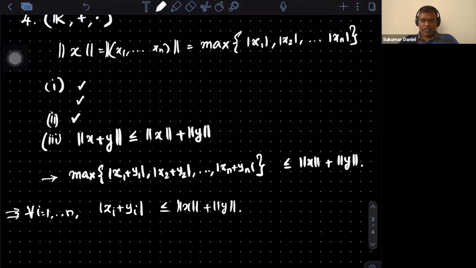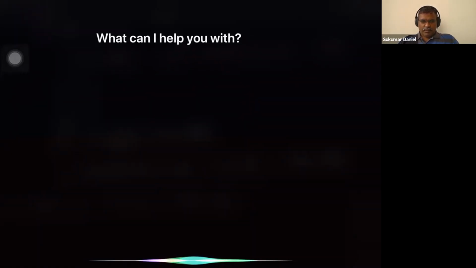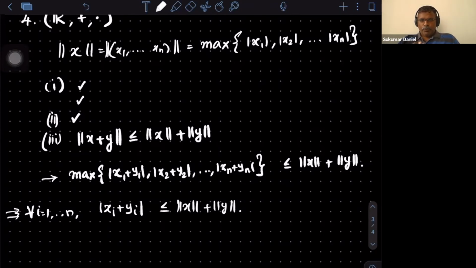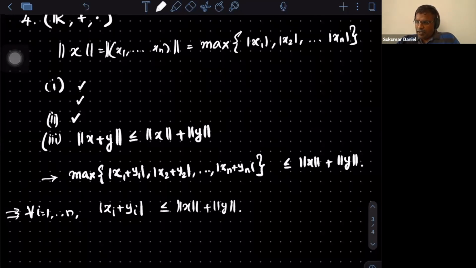Remember, whenever we want to prove inequalities, if I want to prove A is less than B, sometimes I may prove A is less than C, C is less than D, D is less than E, and so on. After all, we are trying to prove an inequality. Sometimes we may go around. So all that you need to observe is that we want to prove this statement, whatever is here.